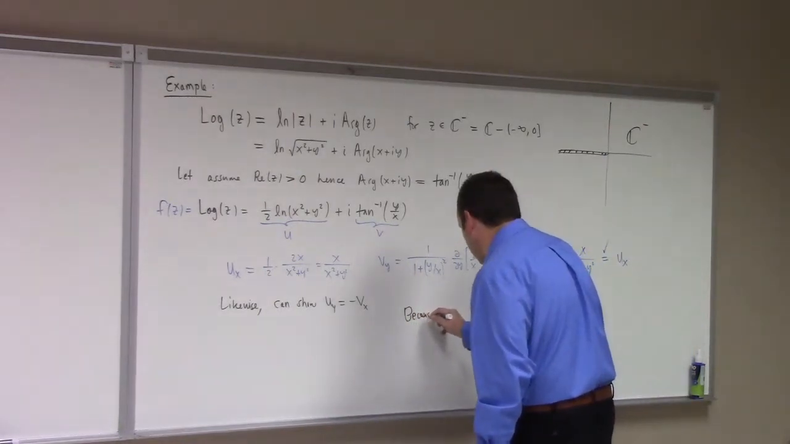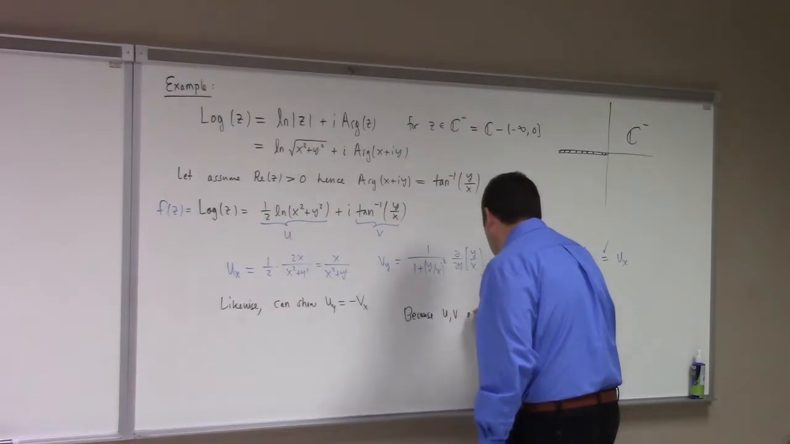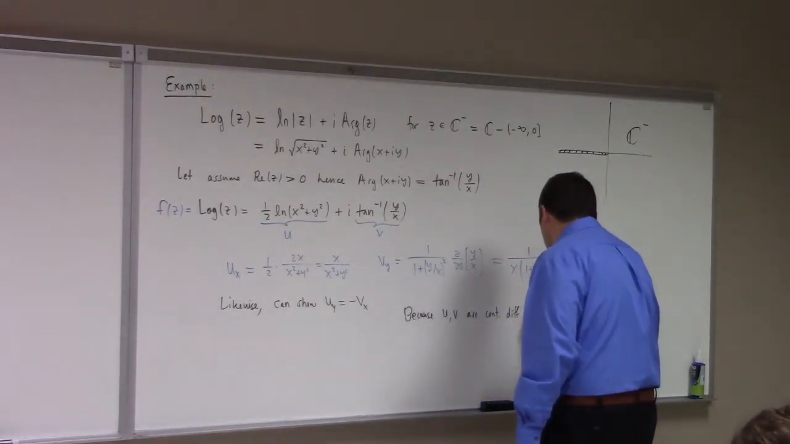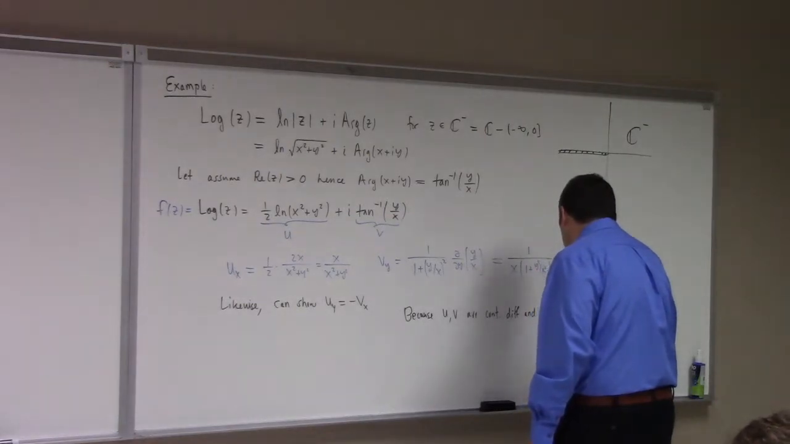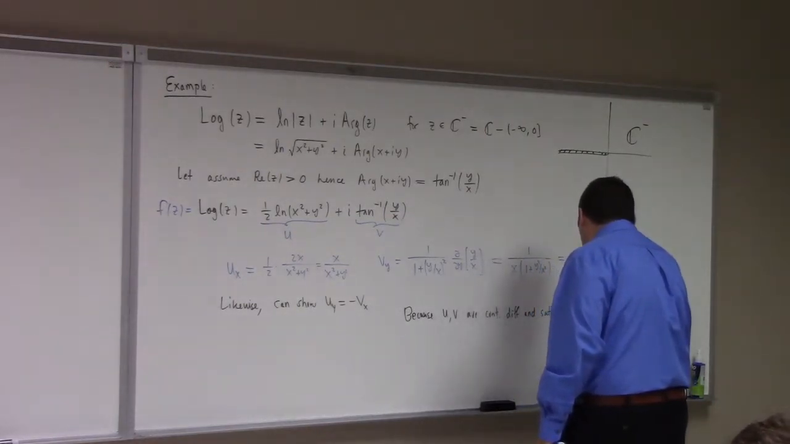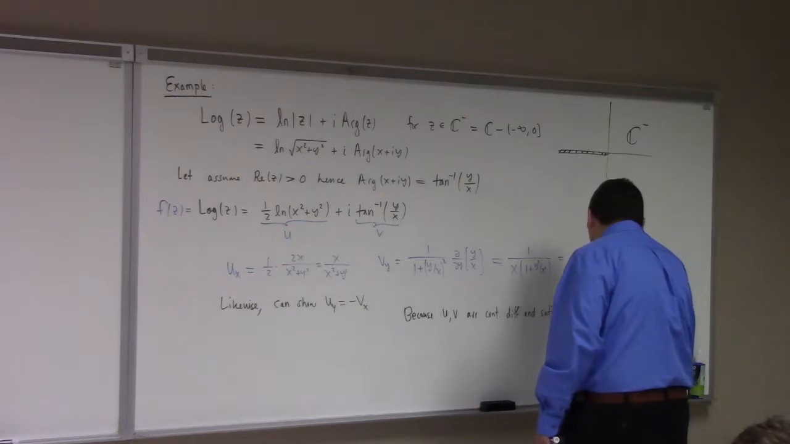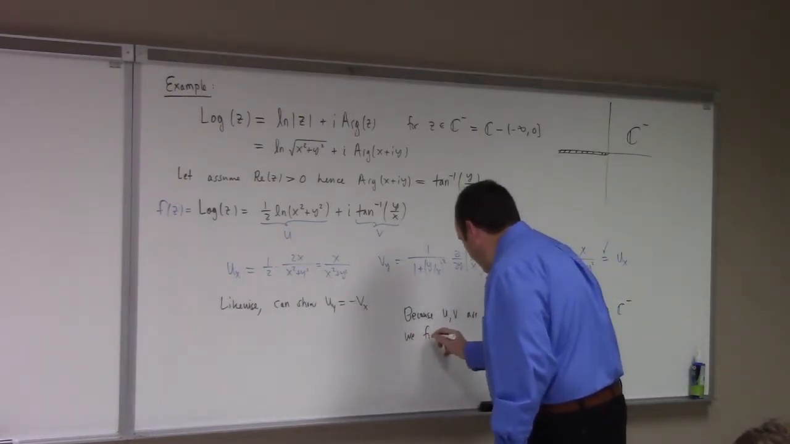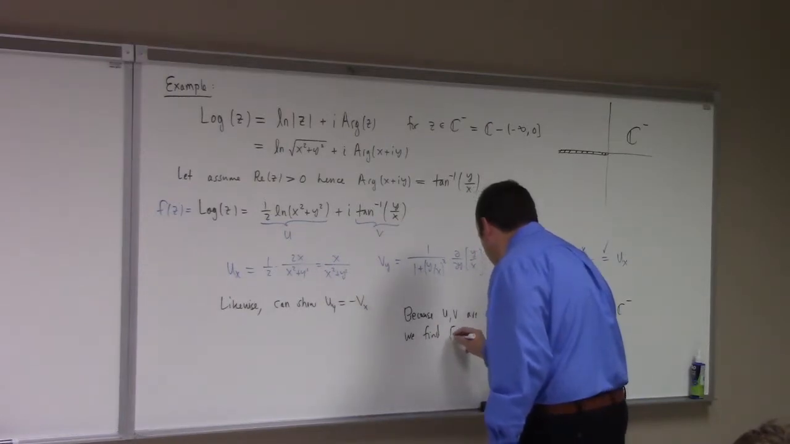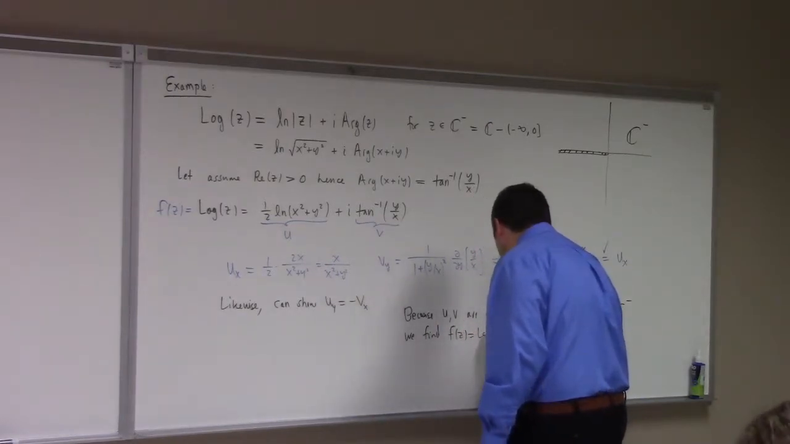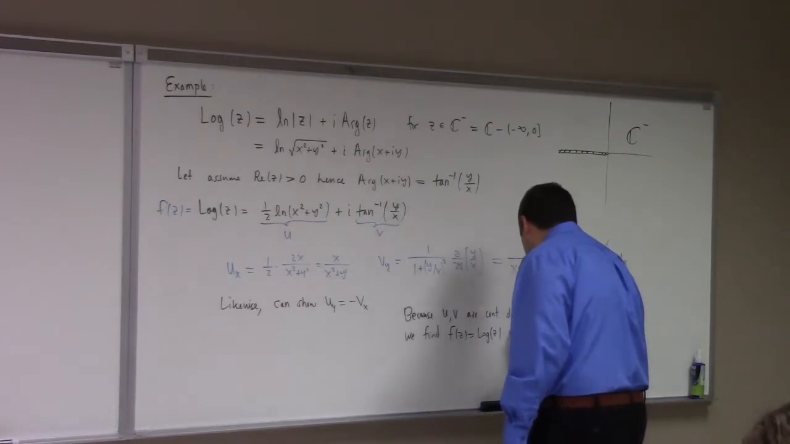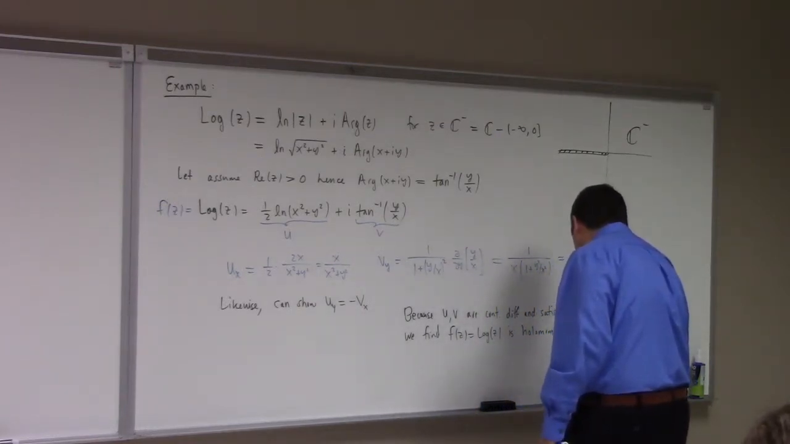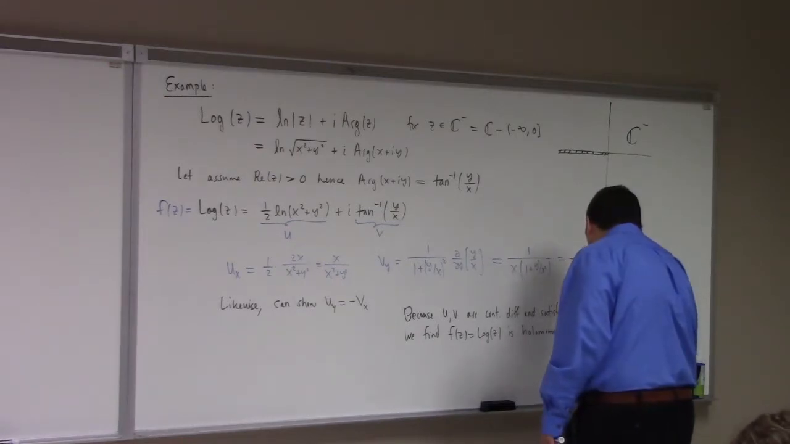So because u and v are continuously differentiable and satisfy the CR equations on the slit complex plane, we find that f of z equals the principal logarithm is holomorphic on the slit complex plane.